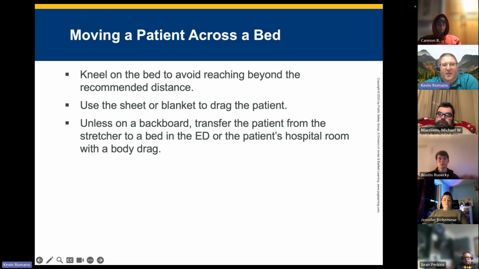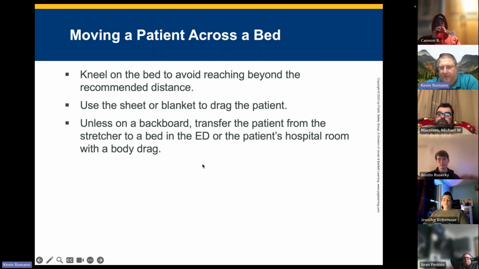Other things to watch out for are soiled sheets. The last thing you want is to get the icky, gooey, sticky stuff that's not yours on you. So protect yourselves. Let's see what else. Another thing to watch for when moving a patient across the bed is the Foley catheter.